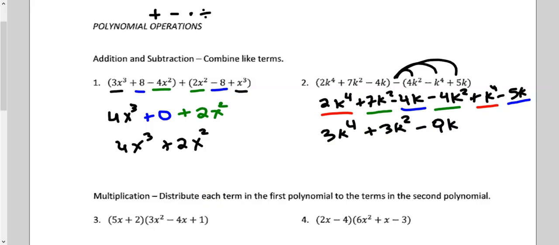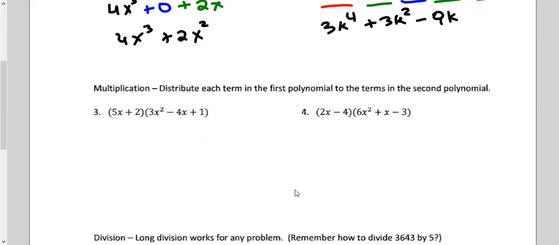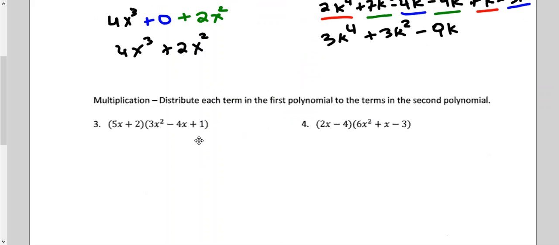So that's it. Okay, so that's when you're adding or subtracting. When you're adding, just combine your like terms. When you're subtracting, I would distribute the negative first and then combine my like terms. All right, let's look at multiplying. Multiplying is when you distribute each term of the first polynomial to the terms in the second. So basically the 5x right here has to be distributed, and then the 2 has to be distributed. Then we combine our like terms.